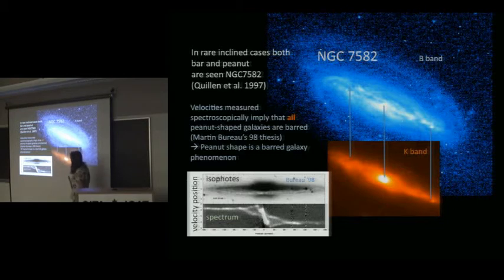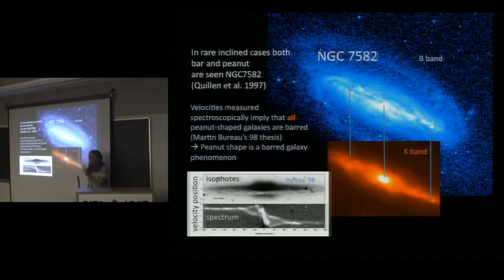So Martin Bureau, in 1998, as part of his thesis, did a survey of peanut-shaped galaxies and showed that the velocities in those galaxies were different than non-peanut-shaped galaxies, and that they were typical of bar galaxies seen face-on. So he really established that these peanut shapes are a barred galaxy phenomenon. You do not see peanut shapes in non-barred galaxies.